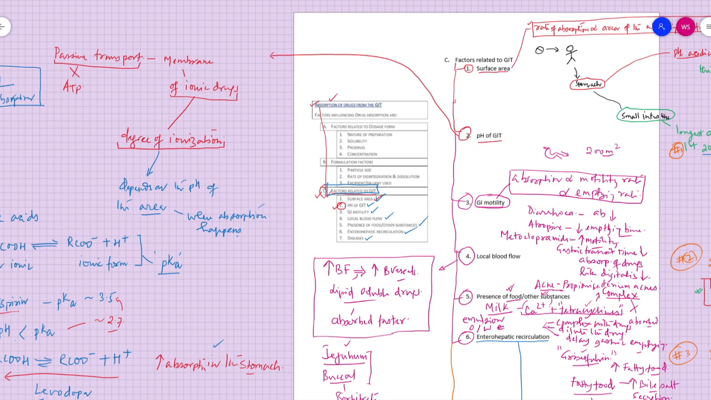We would now be looking at other absorption sites. In this section we have talked only about absorption of drugs from the GIT. We will be looking at other sites in a subsequent lecture.